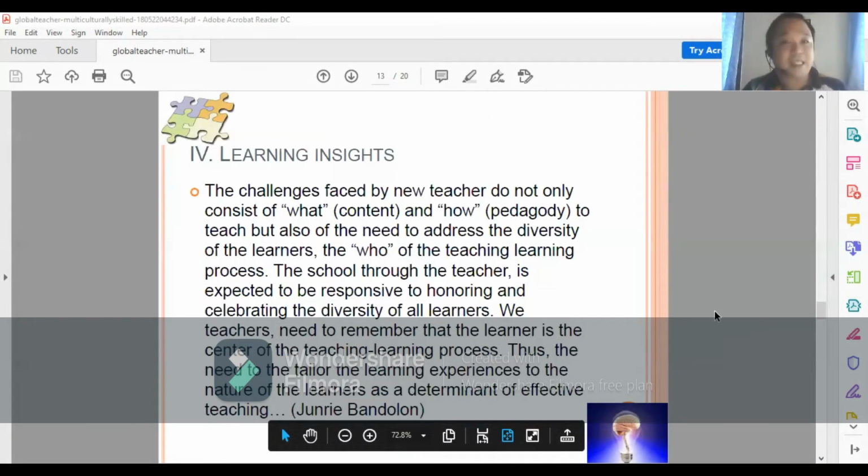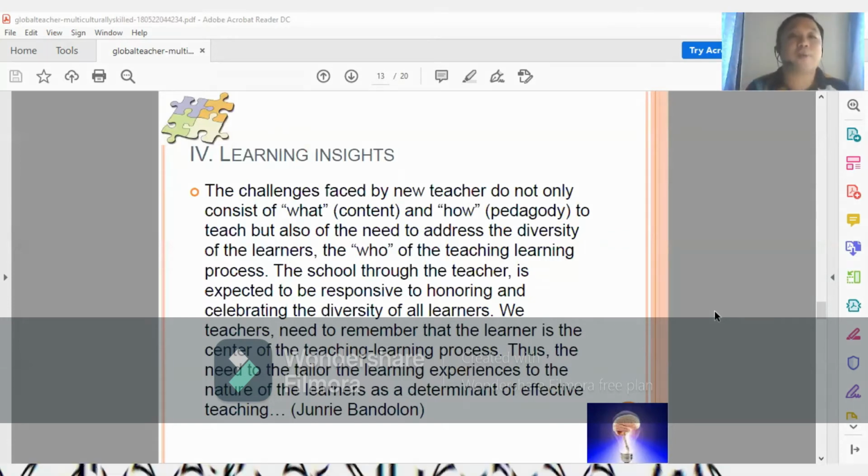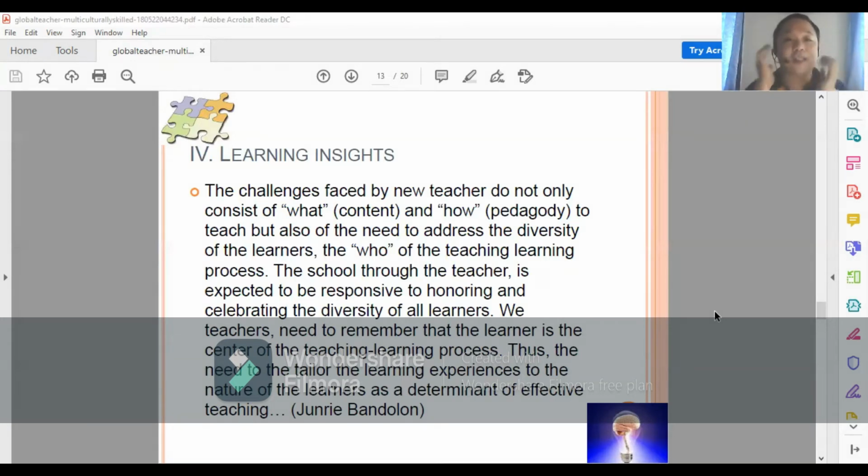So what are our insights for this discussion? The challenge faced by a new teacher does not only consist of what and how to teach, but also the need to address the diversity of the learners, the who of the teaching-learning process. Second, the teacher is expected to be responsive to honoring and celebrating the diversity of all learners. We teachers need to remember that the learner is the center of the teaching-learning process. Thus, there is a need to tailor the learning experiences to the nature of the learners as a determinant of effective teaching.